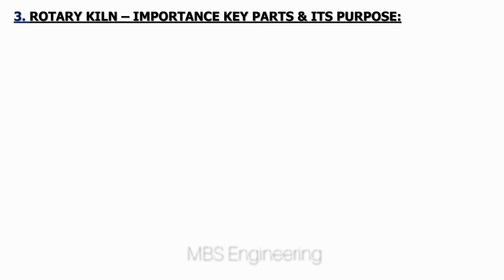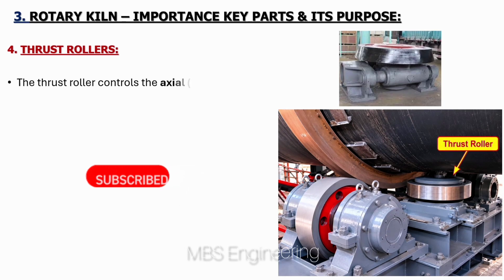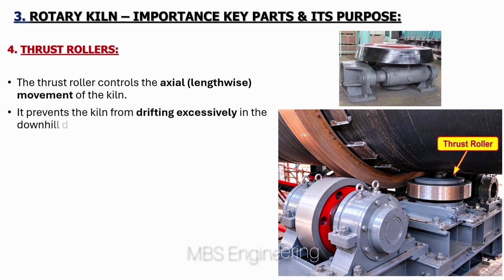The fourth important key part is the thrust roller. Please refer to the picture showing the thrust roller. The thrust roller controls the axial, or lengthwise, movement of the kiln. It prevents the kiln from drifting excessively in the downhill direction. It maintains the kiln in its correct longitudinal position during operation.